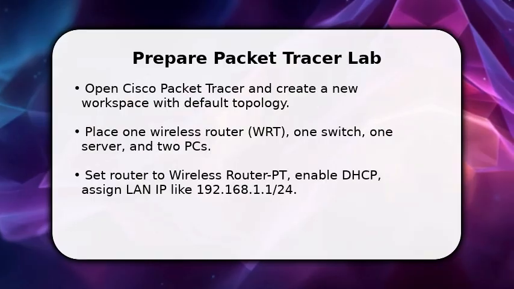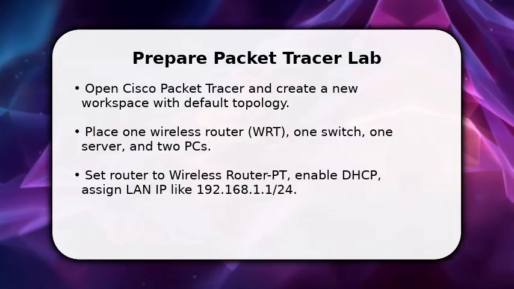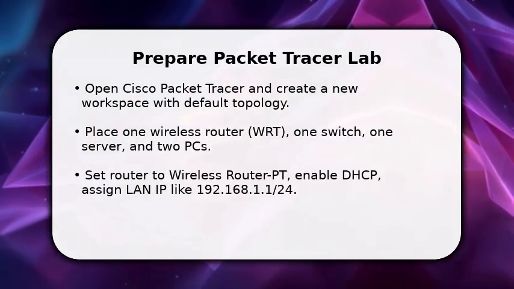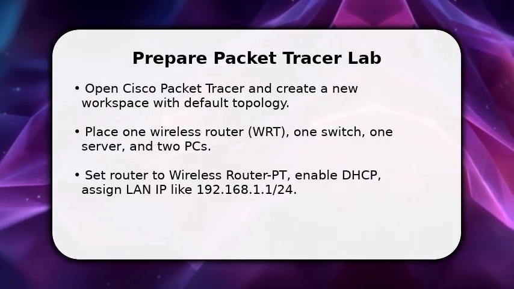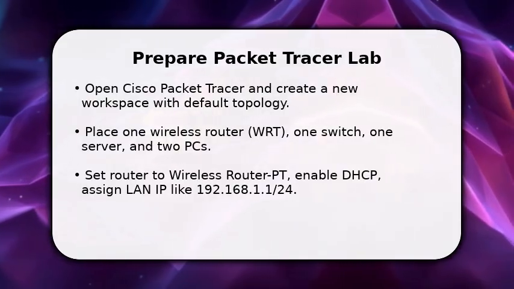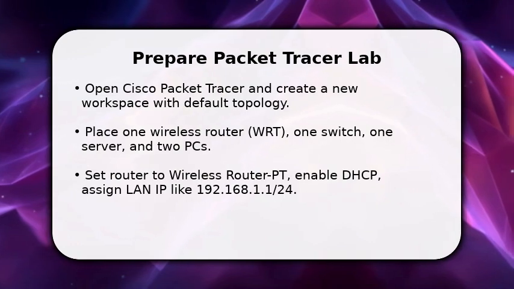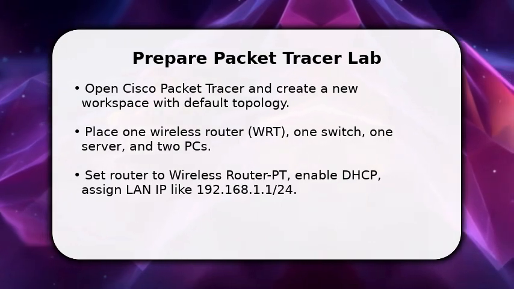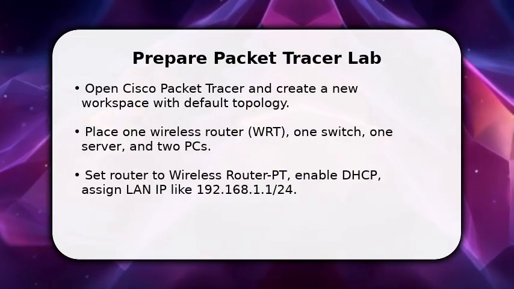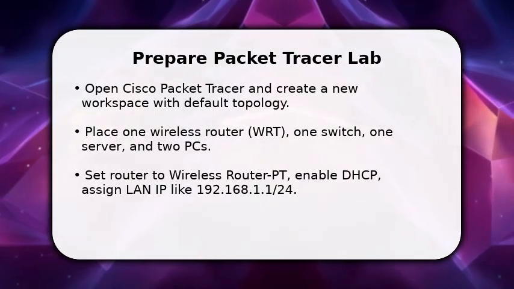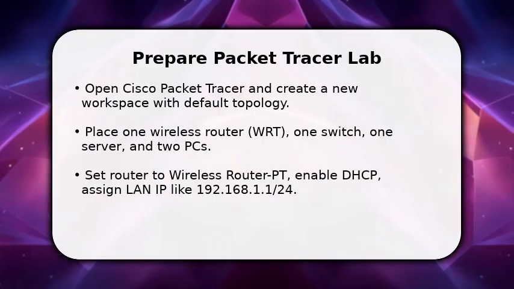Once the devices are on the canvas, set the router's LAN IP to 192.168.1.1/24 and enable its DHCP scope, so clients receive addresses automatically. This first setup saves time and ensures you can focus on wireless configuration next.